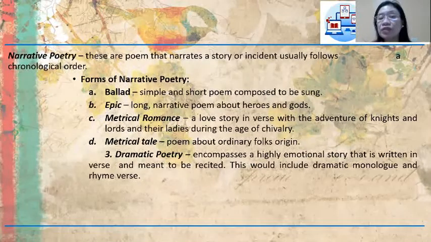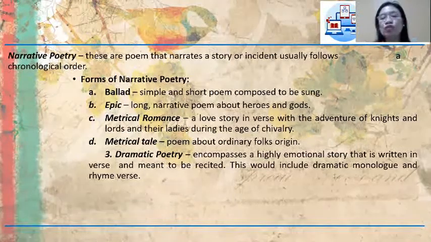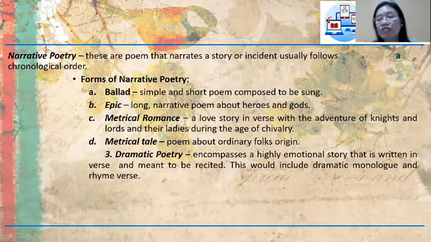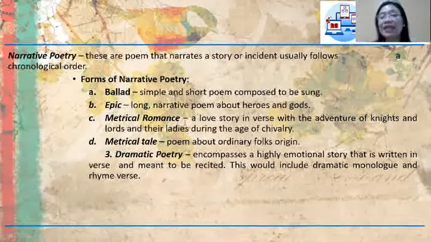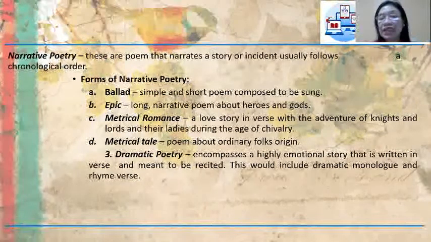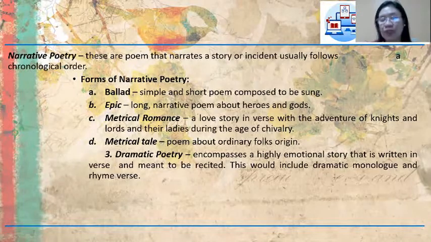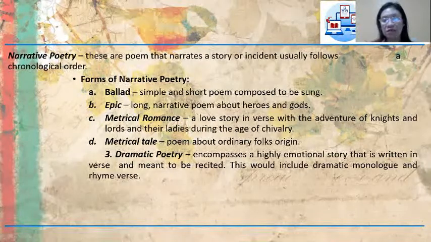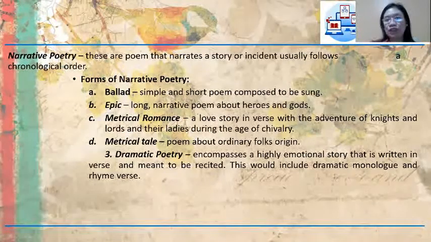We have also metrical romance. So when you say romance, it is a love story in verse with the adventure of knights and the lords and their ladies during the age of chivalry. And then metrical tale, it is a poem about ordinary folks and origin.